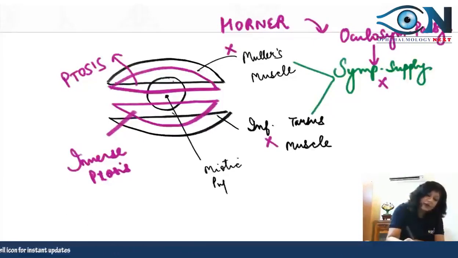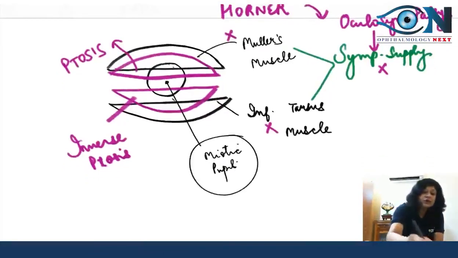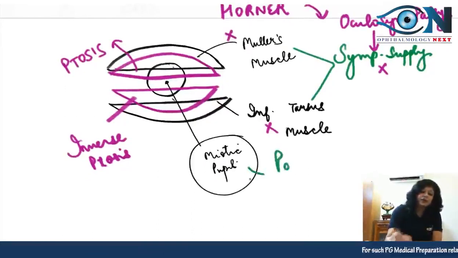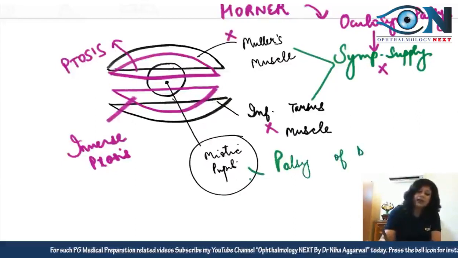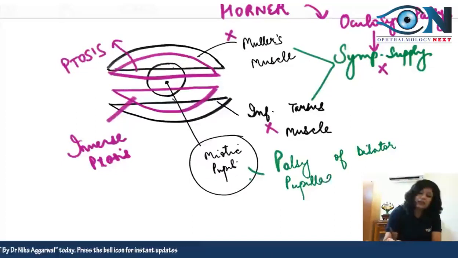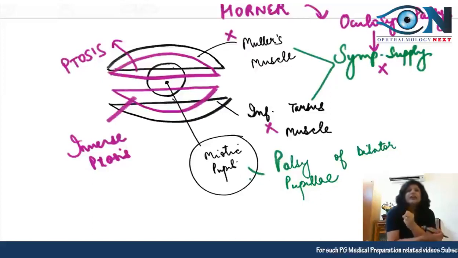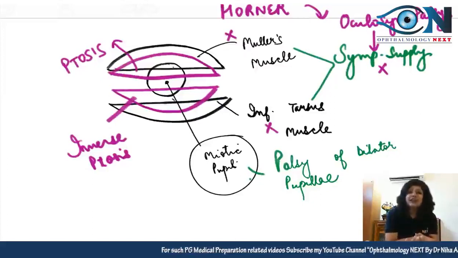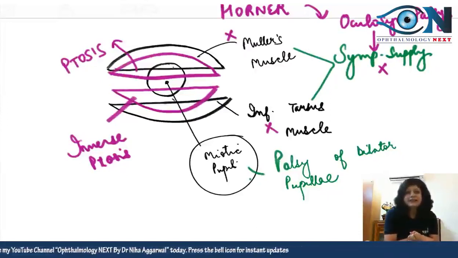Now this is important. Why do we get a miotic pupil? Because we also have the palsy of dilator pupillae. Dilator pupillae is having the sympathetic supply, and that is why we have miosis. Then along with this we have anhidrosis, and we also have loss of ciliospinal reflexes.